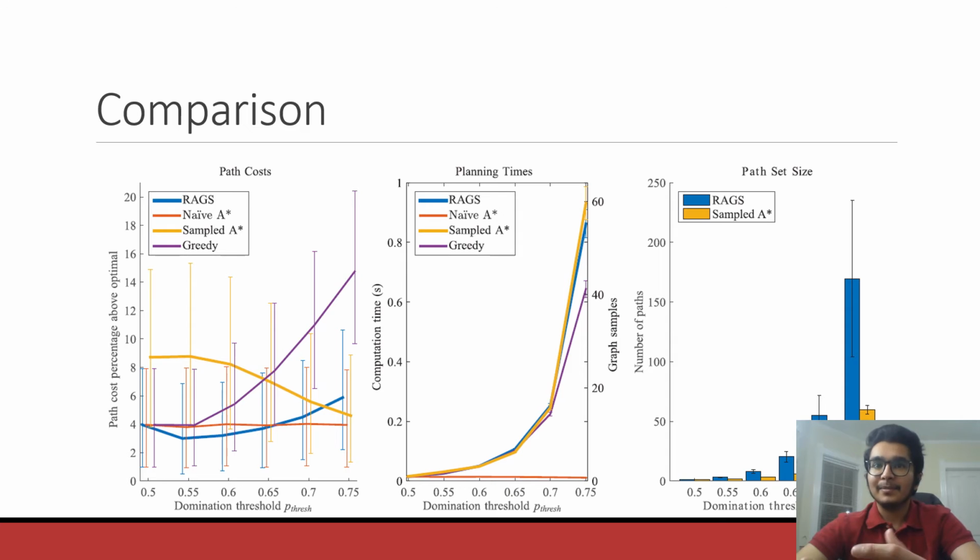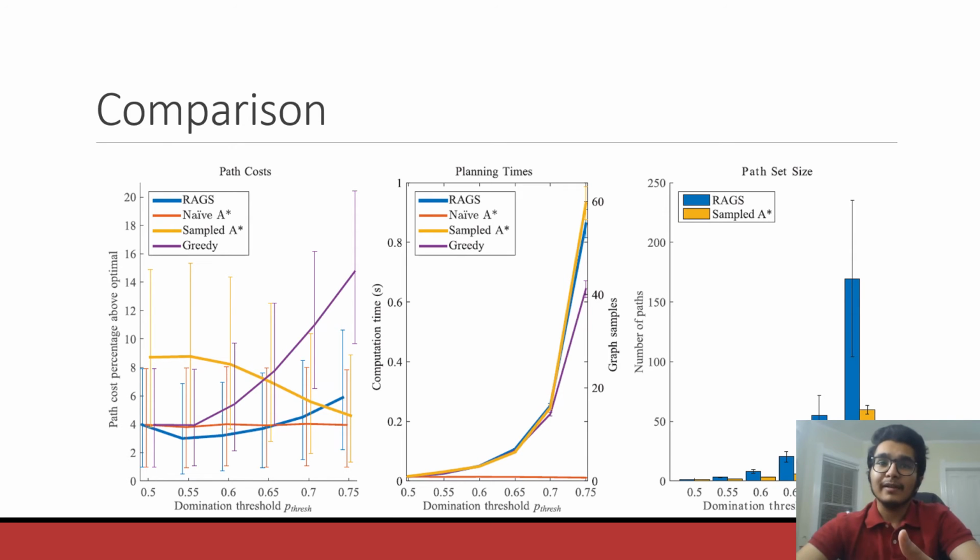So here we have performed a comparison of RAGS with the greedy algorithm, the naive A-star algorithm, and the sampled A-star algorithm. And the results from 100 unique graph configurations are plotted below, and they are done using the Monte Carlo test as it's a random sample from the probability distribution. So graph 1 shows the path cost variation against the different values of threshold. Graph 2 shows the planning time versus the different values of threshold. Graph 3 shows the path set size versus the different values of threshold.